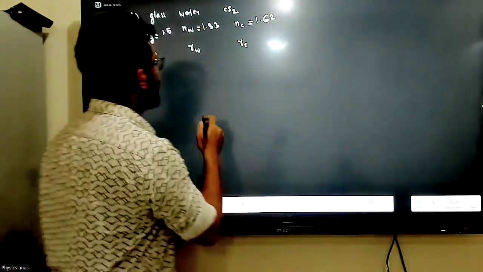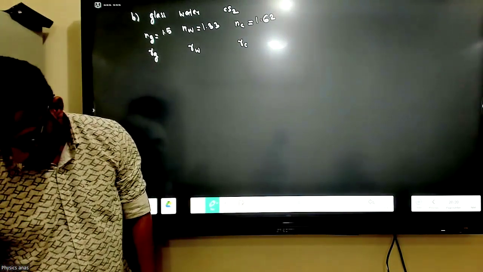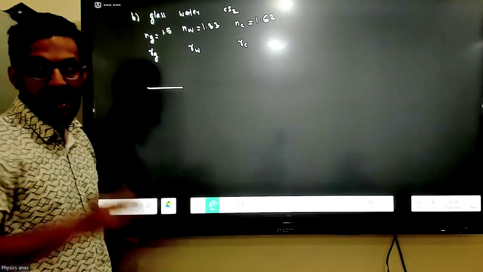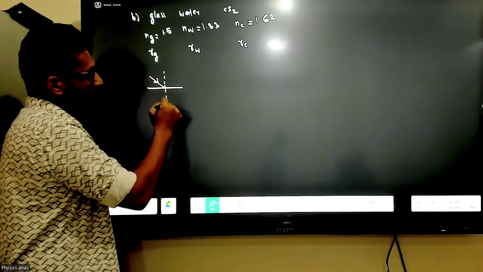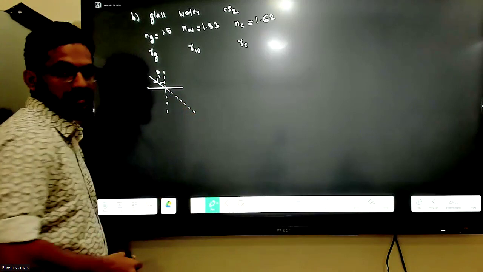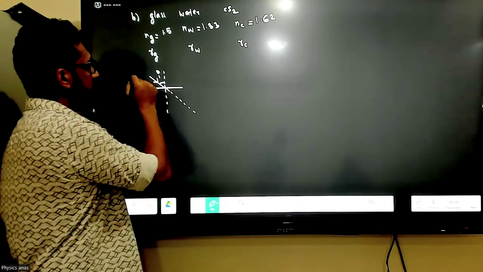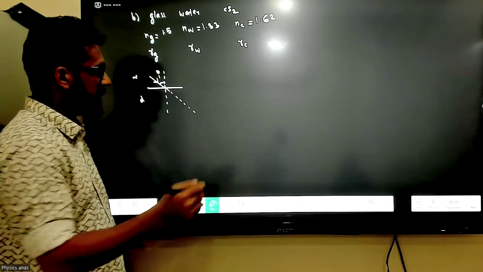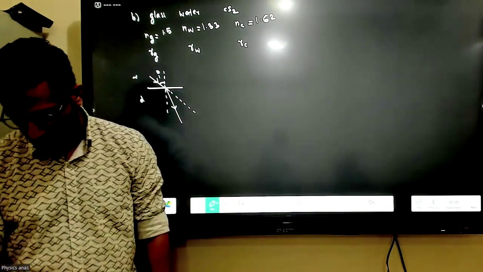How can you find the increasing order of angle of refraction from the refractive index? If a light ray is coming like this, there will be a normal line like this. That's the angle of incidence, and this is the original path of the incident ray. If it goes from rarer to denser, it will bend towards the normal.